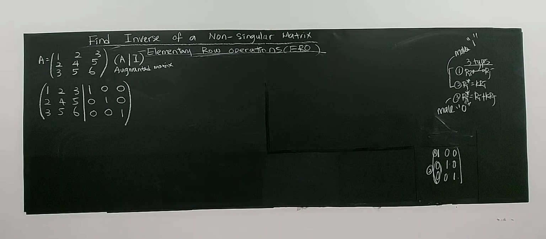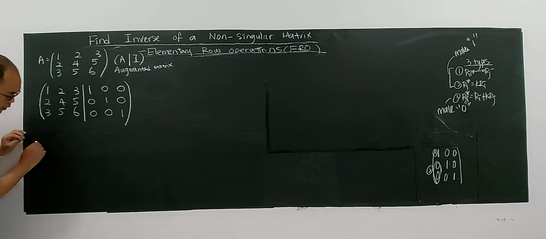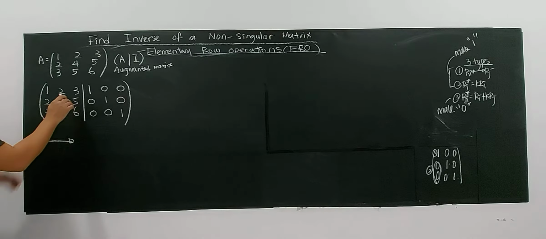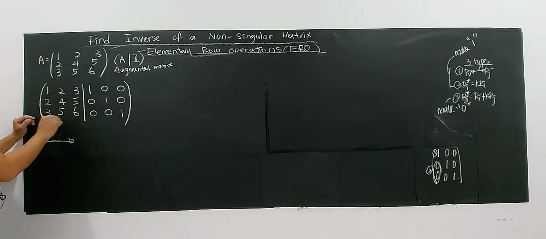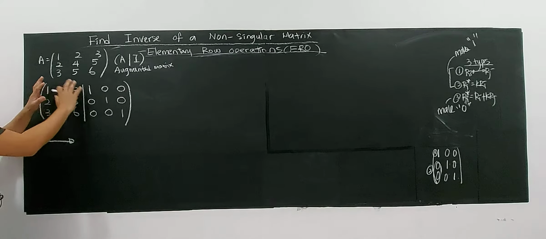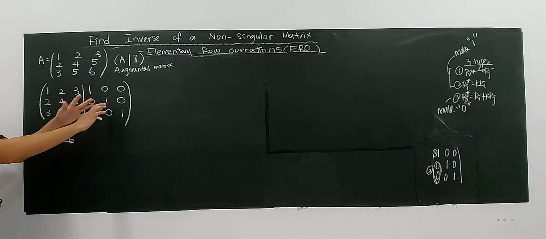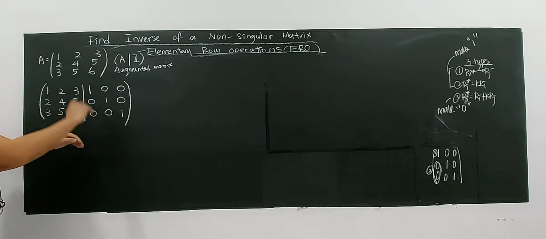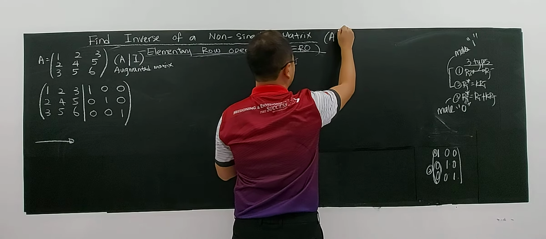So the first thing, look at this part here. You have to make sure everything here becomes identity. You make this one become identity, and all the numbers here, you transfer to here. So here will become identity, and lastly, this will become your inverse matrix. So this is the objective of this elementary row operation.